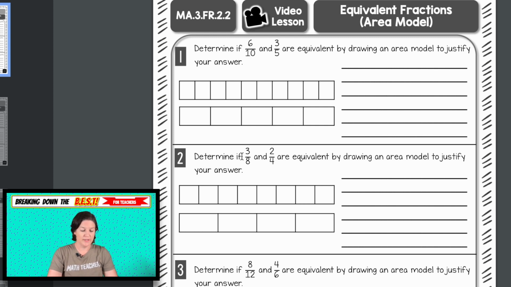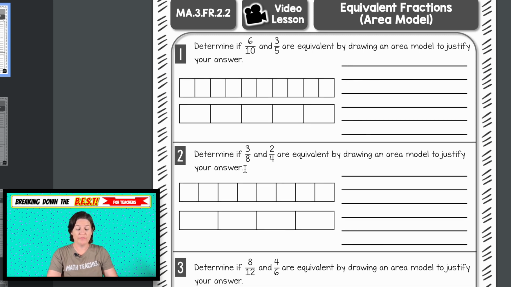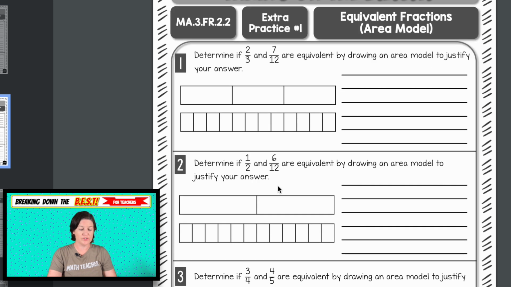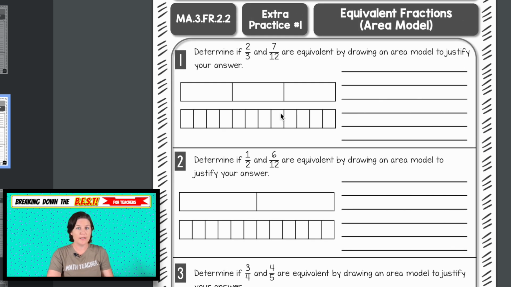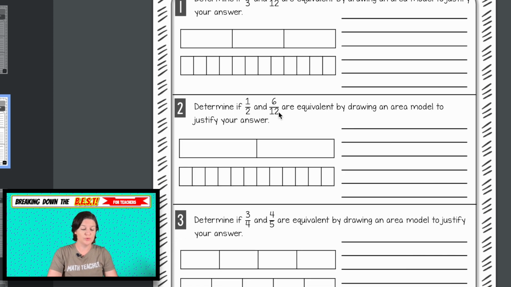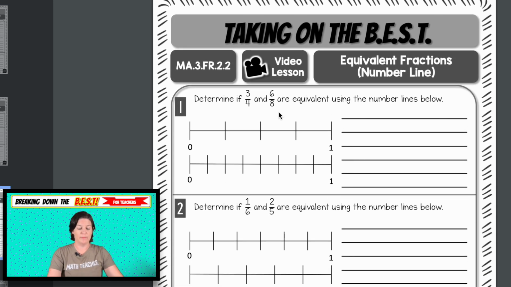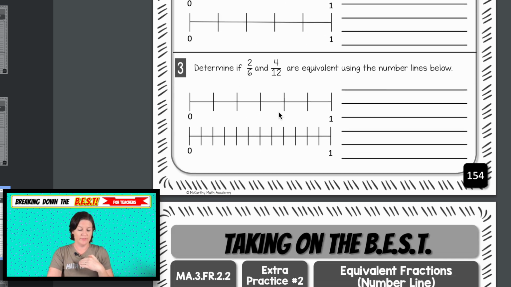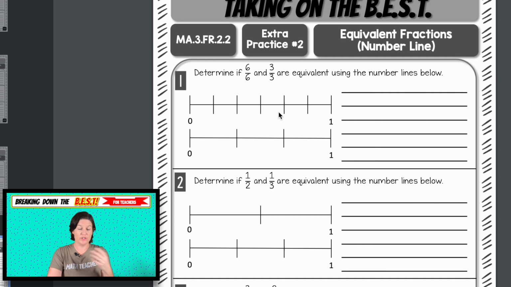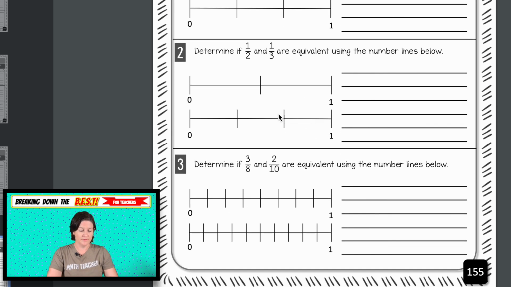It says determine if 3/8 and 2/4 are equivalent by drawing an area model. We will go through all of that in the video lesson. And then there's extra practice that follows that. The same kind of thing that we just did in the video lesson, but now it's handing over the responsibility to your students. Then again, we've got video lesson, extra practice, another video lesson with the number line that you find on the bronze page, and then your extra practice.